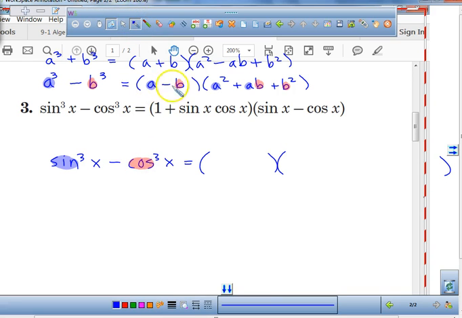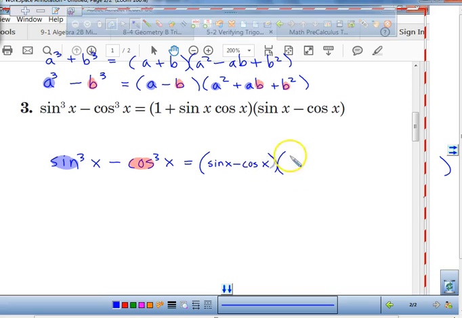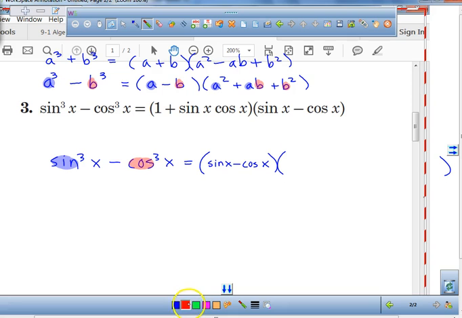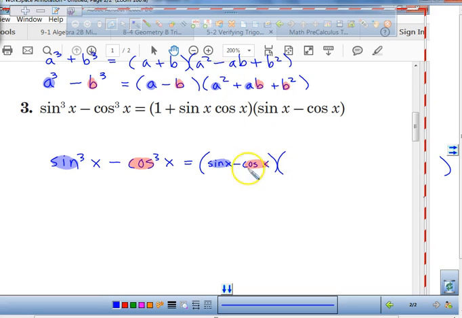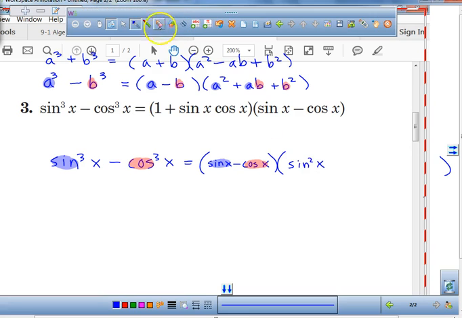So if this says a minus b, all right, we're going to have what? The sine of x minus the cosine of x. All right? So that's the first part. So we have the sine of x minus the cosine of x. So what will my a squared be? If a is the sine of x, what's a squared going to be? Sine squared of x. There you go. So I'm going to color it.